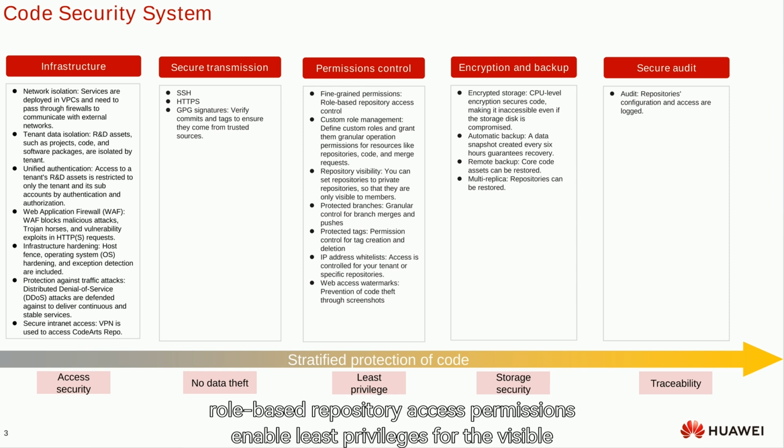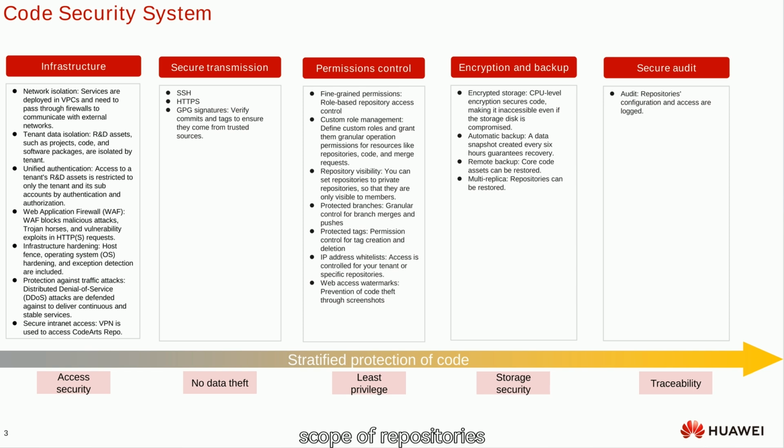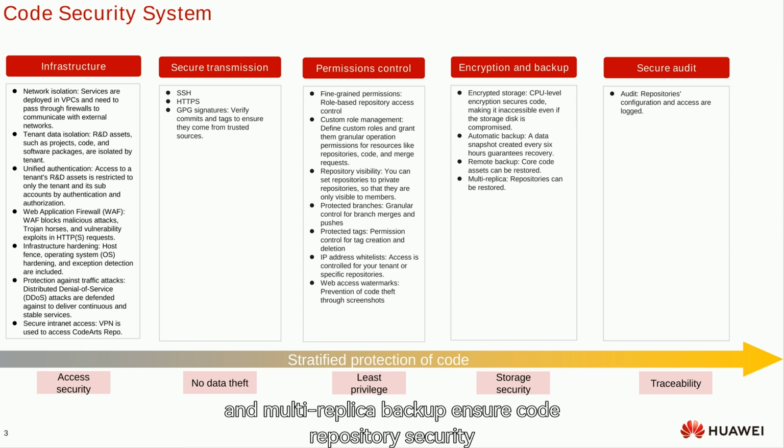Third, role-based repository access permissions enable these privileges for the visible scope of repositories, protected branches and tags, and access whitelists and watermarks. Fourth, file encryption, automatic, remote, and multi-replica backup ensure code repository security. Finally, CodeArts Repo provides log auditing for code tracing.